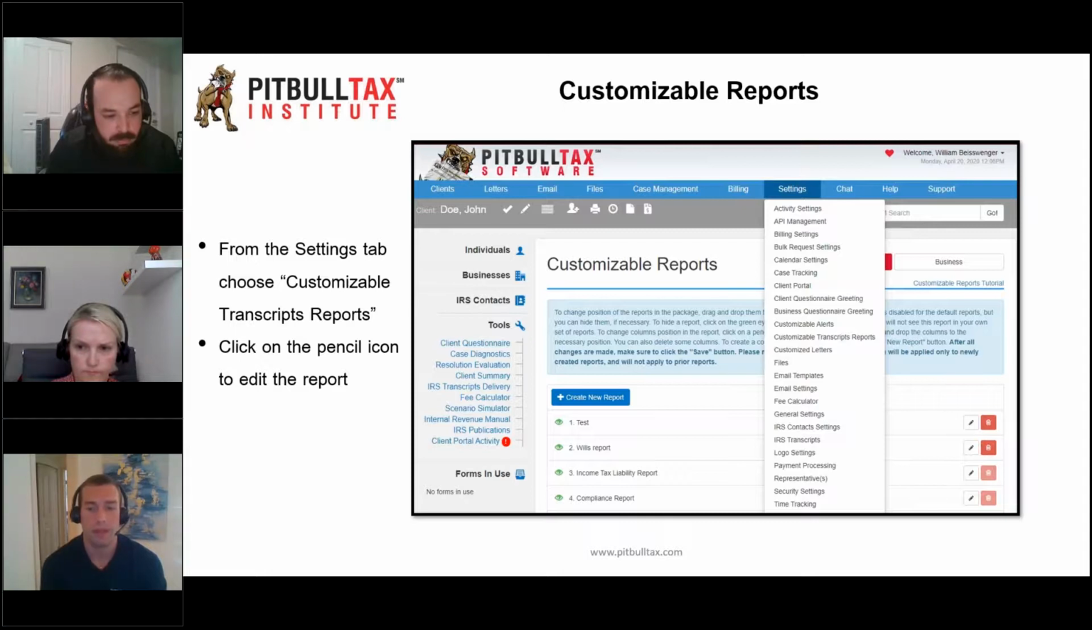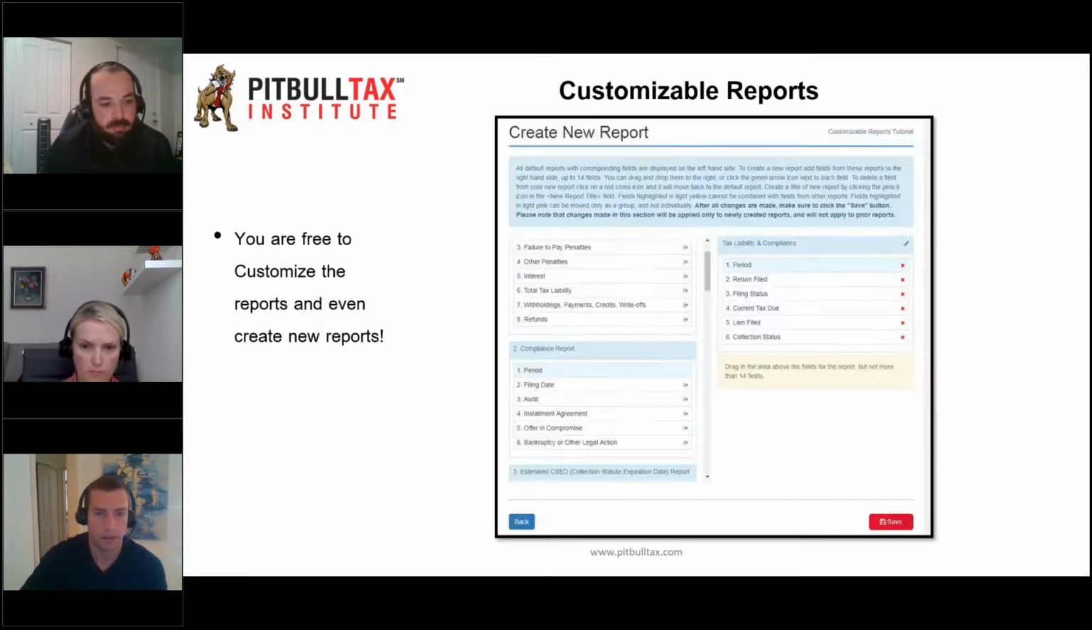Okay, to customize the transcript reports, the first thing you would have to do is go to the settings at the top and go to the customizable transcript reports in the settings. Once you click settings and then customizable transcript reports, it's going to take you to this customizable reports section in the settings. There you'll be able to see all the default reports where you can edit them, and then you can also create your new report based on one of our reports or from scratch, however you want to do it. I'll show you how that works in a little bit.